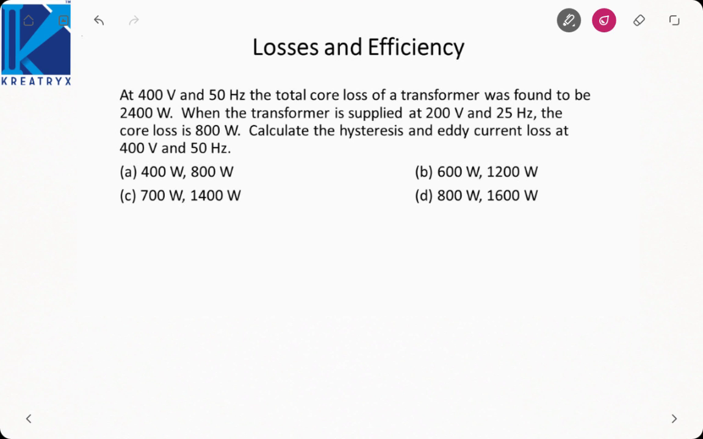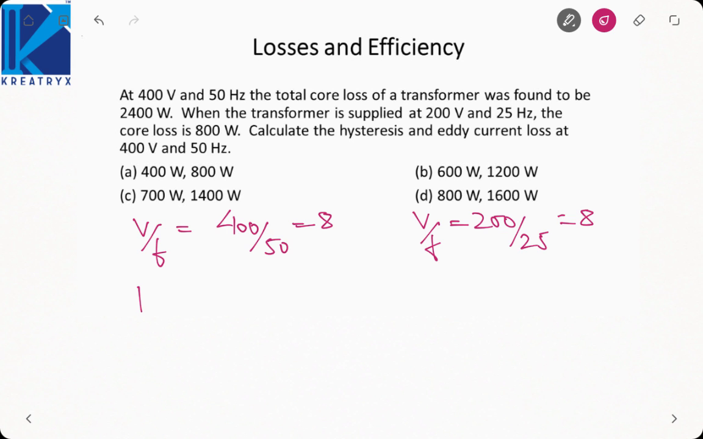Now whenever we are talking about core loss, first calculate V by F. Initially it is 400 by 50, that is 8. Then 200 by 25, that is again 8. Since V by F is constant, hysteresis loss is Kh into F, eddy current loss is Ke into F square. Now we have to find the hysteresis and eddy current loss at the initial condition, 400 volt, 50 Hertz.